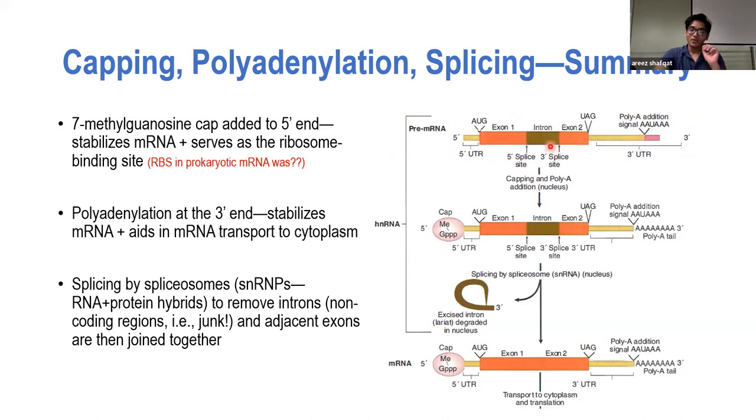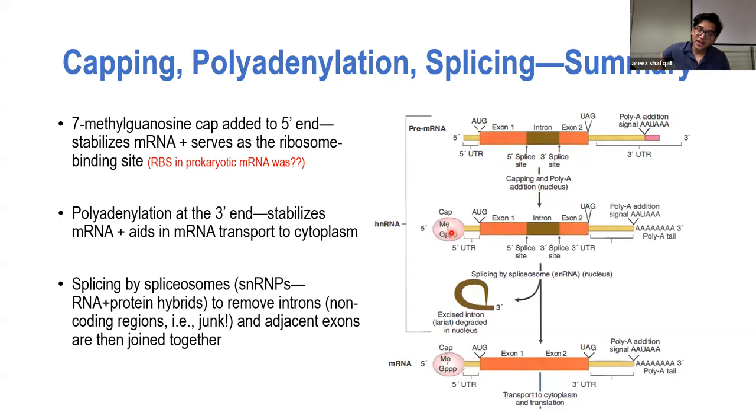So now, the first thing which will happen to this pre-mRNA or hnRNA is capping. So a 7-methyl guanosine cap will be added to the 5' end of this mRNA. This will help the mRNA stabilize because mRNA are inherently unstable. They can be degraded very quickly. So by adding this 5' cap, you can stabilize that mRNA.